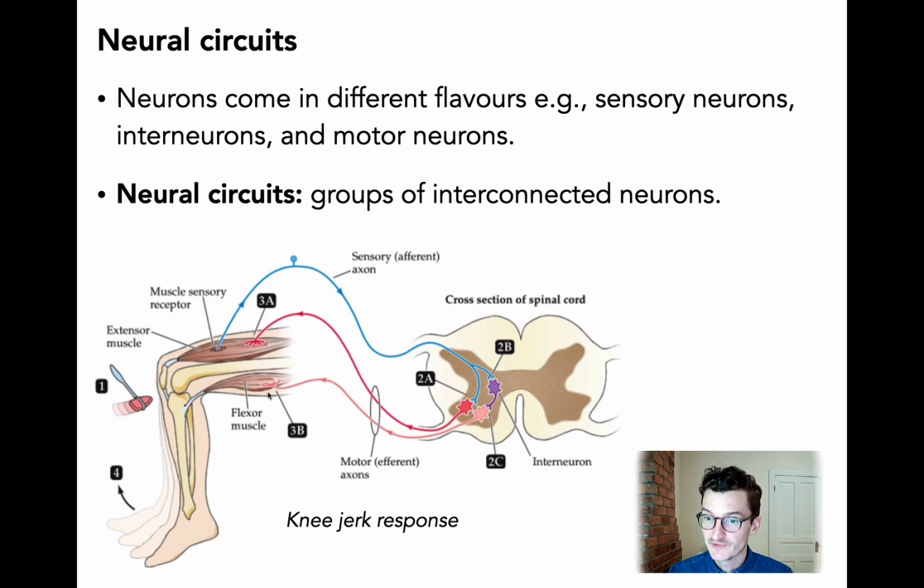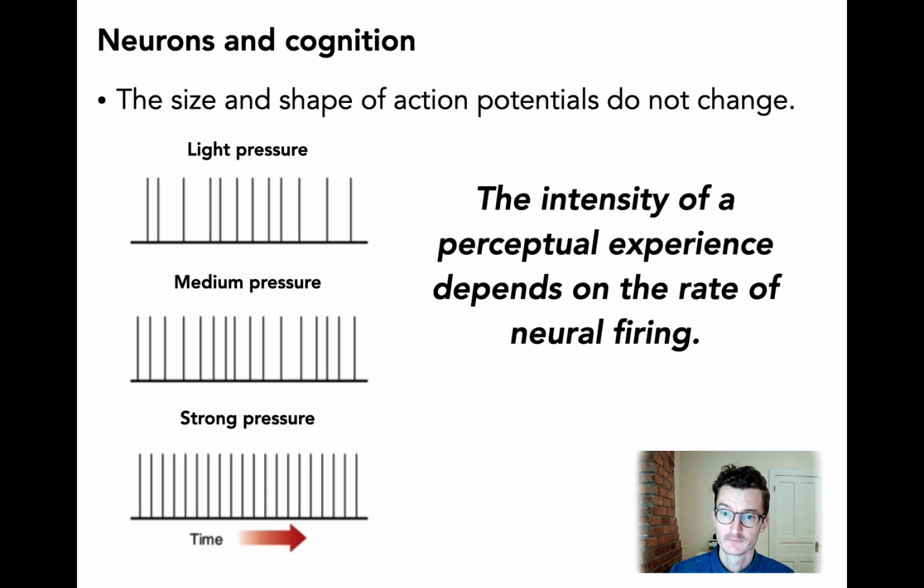And so the take-home message here is that all behavior, even the simplest behaviors like reflexes, are driven by the action of groups of neurons acting as neural circuits. So how do we get from neural firing to complex cognition? Well, we don't really have a very clear answer for that question, but maybe we can simplify it a little bit, and we can simply ask, how do neurons encode the intensity of stimuli and the quality of stimuli, right?